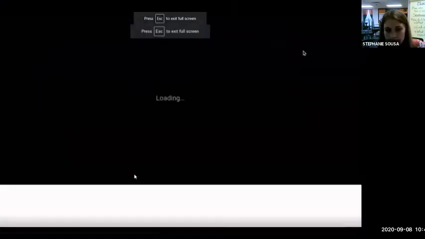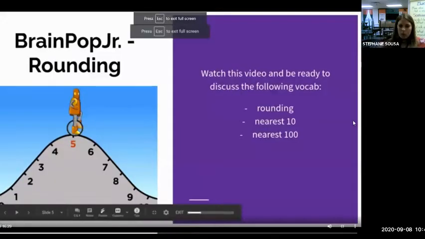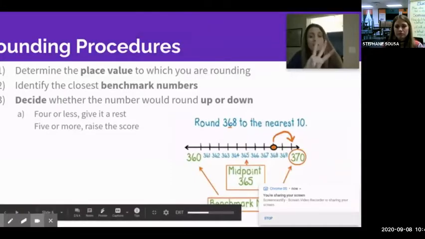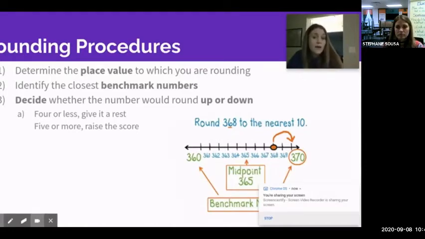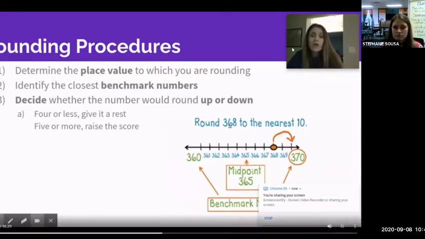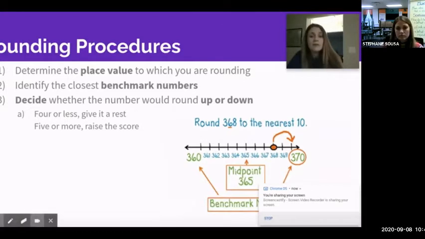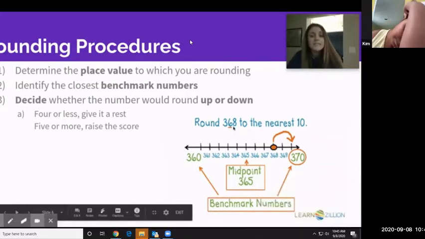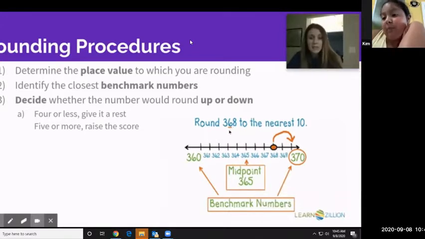Time to discuss this vocabulary with your class. And we just did that. Rounding, nearest 10, and nearest 100. When we round, there are 3 procedures that we can follow. No matter what place value we're rounding to, these 3 will always work. The first step is to determine the place value to which you are rounding. Take a look at our example here. We are rounding 368 to the nearest 10, so our 6 in the tens place is underlined.